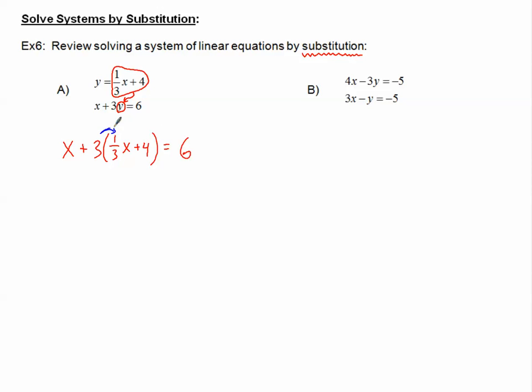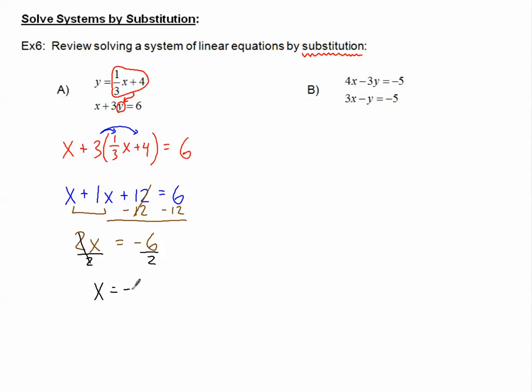So let's distribute. I will have x plus 3 times 1/3 x would be 1x. 3 times 4, of course, is 12. Let's combine our like terms together. I've got 2x, and at the same time I'm going to subtract 12 since I know I'm solving for x. 2x will equal -6. Let's divide both sides by 2, and I have x is equal to -3. Great, we have half of the answer. We know the x coordinate of our answer is -3, so I'm going to put that into an ordered pair.